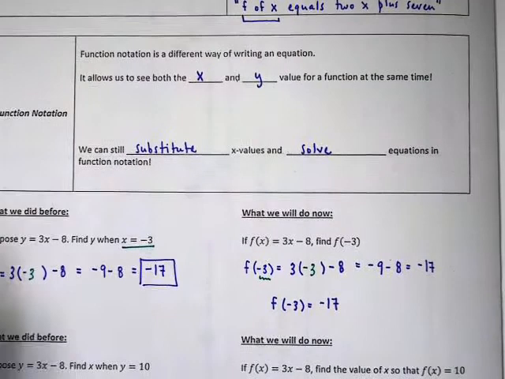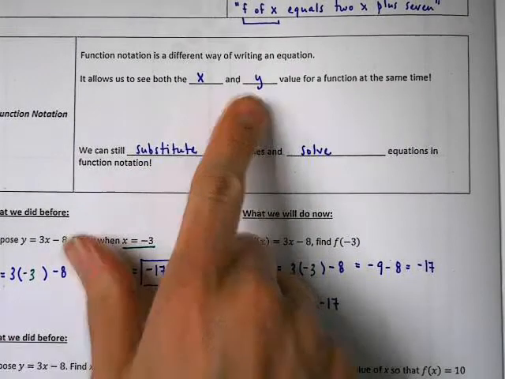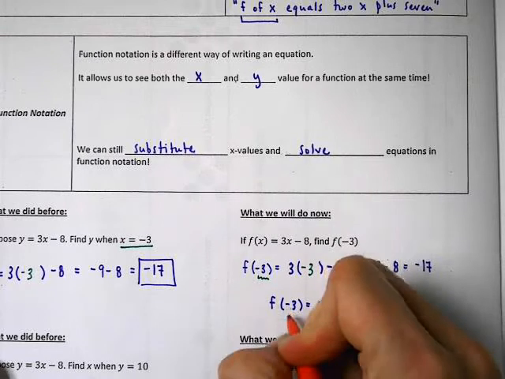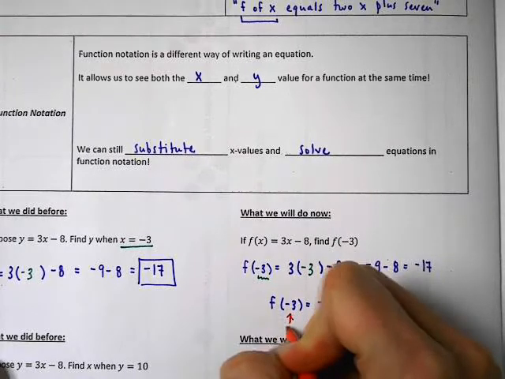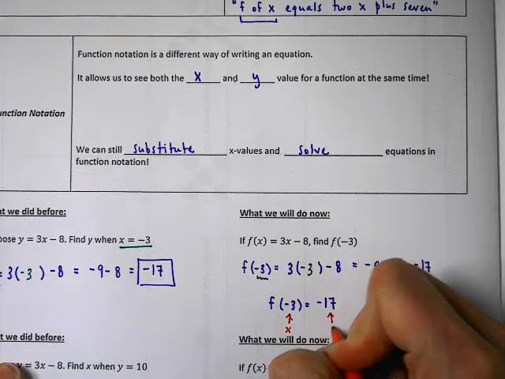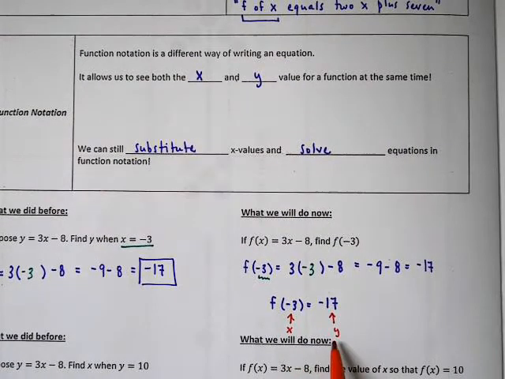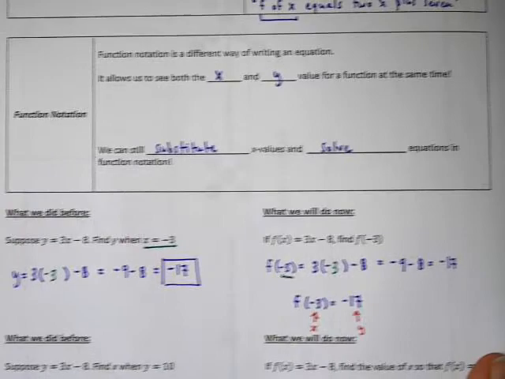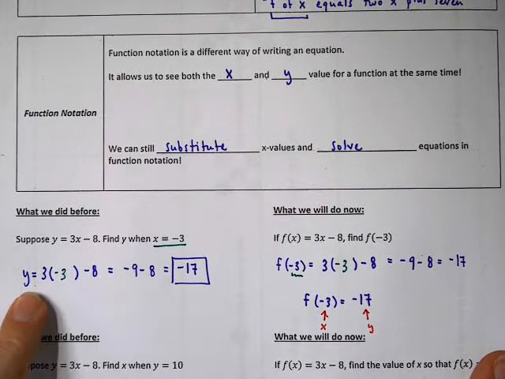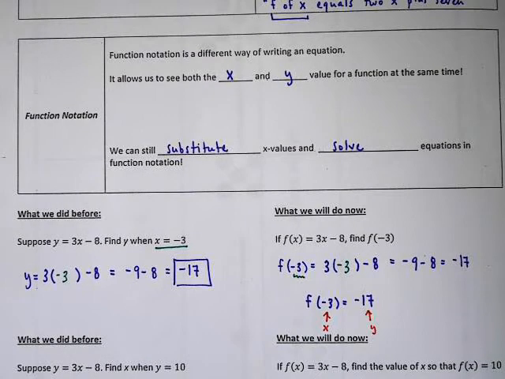So here's what we mean up top when we are saying it allows us to see both the x and the y value. Here I can see, well, when x was negative 3, my y is negative 17. So I can see both the input and the output at the same time. That's not as clear when we have this kind of notation over here.